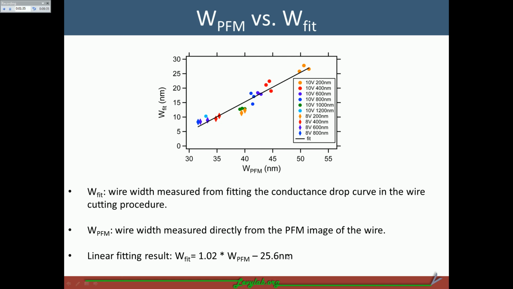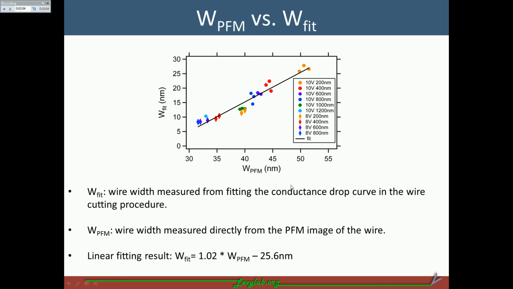Here you can also show one is your nanowire image, the other one is showing the cutting to figure out the wire width. People may forget how you fit the conductance drop curve. Maybe people don't know. Okay. Just change the symbols to pictures. Maybe you can just put the two images showing how you extract the wire width. Just say that.